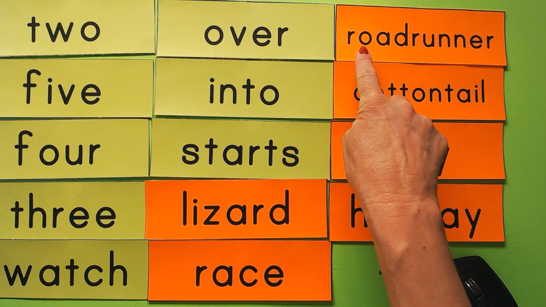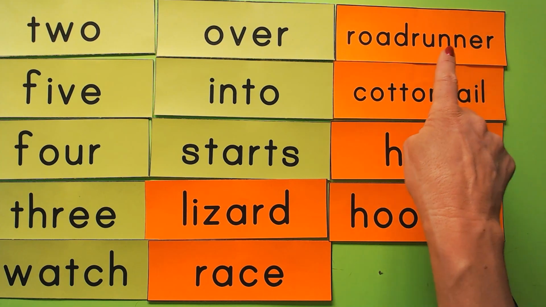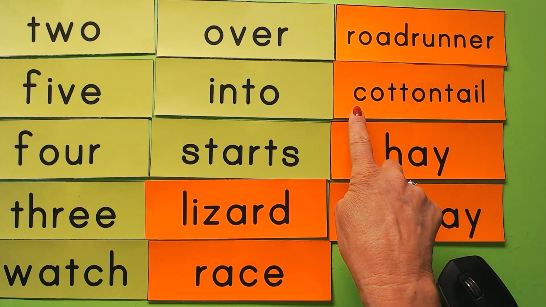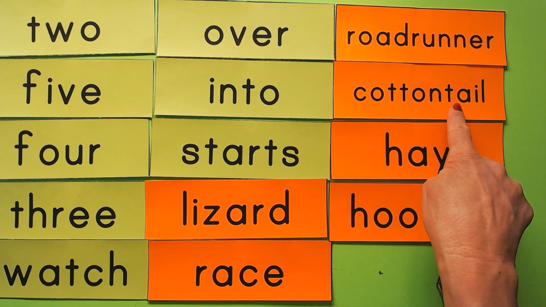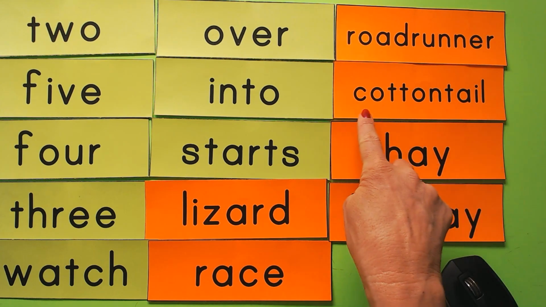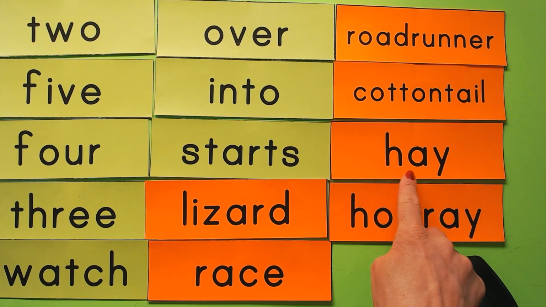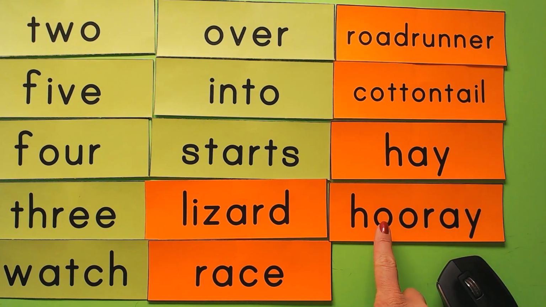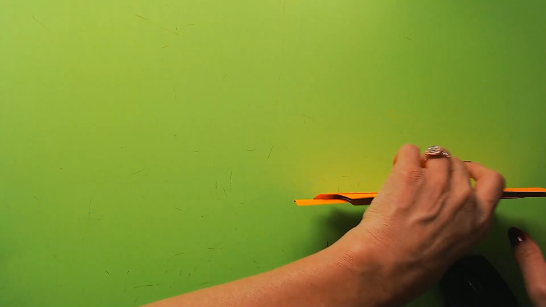Here's another character in the story. Remember? Road runner. Another character in the story was called Cottontail. Hay. Hay is dead grass that you feed to cows, horses, not pigs, goats. And finally this one. Hooray! All right, good job. Let's go ahead and get these off the board and read our story one last time.